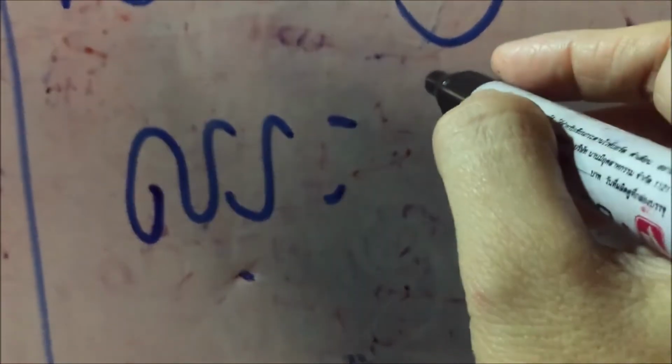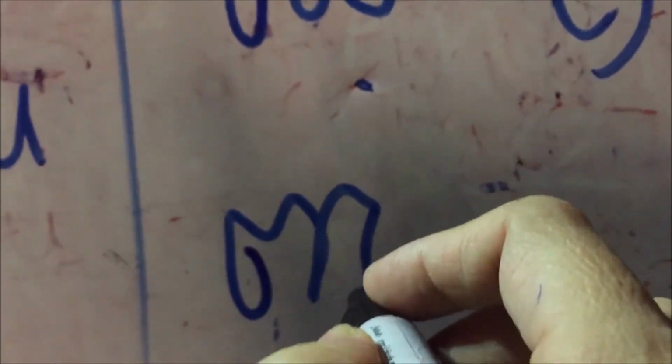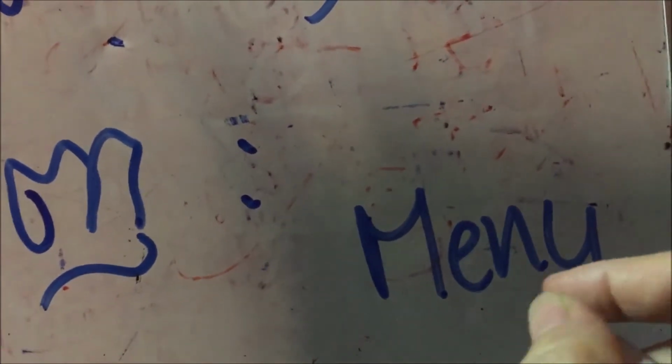How about cho? Cho, the same as chang, ch, right? The symbol phonetic consonant is ch. Cho, okay. You get it? And nyo, like this. Nyo is like menu, right? Menu, nyo. You can say it like this. Okay, finished. Nyo.